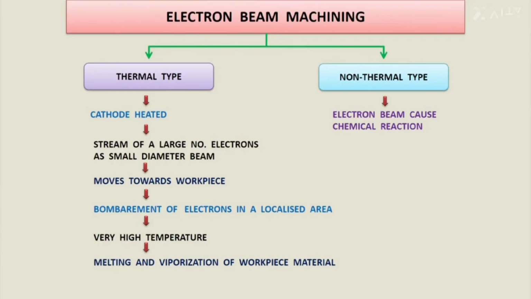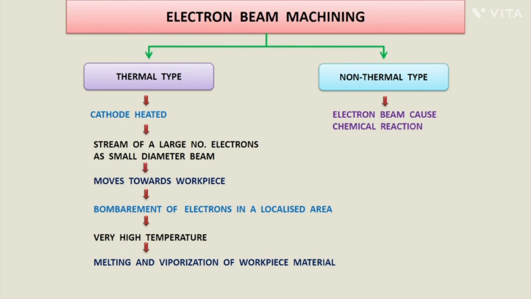In the electron beam machining process, there are two types of methods. One is the thermal type, another one is the non-thermal type. In the non-thermal type, the electron beams are used for generating chemical reactions. This non-thermal type we are not going to discuss. We are going to discuss only the thermal type of electron beam machining process.